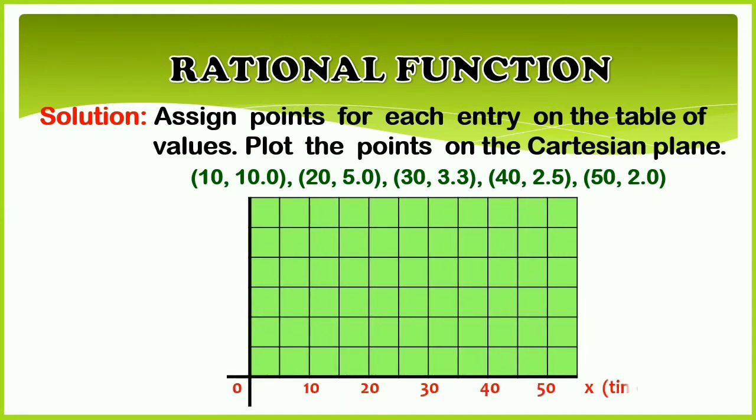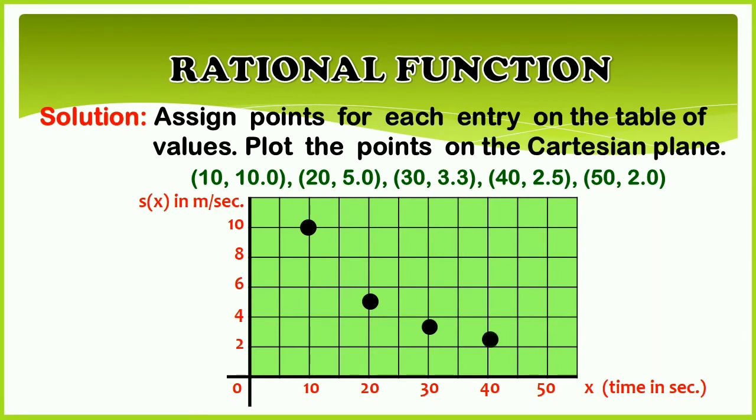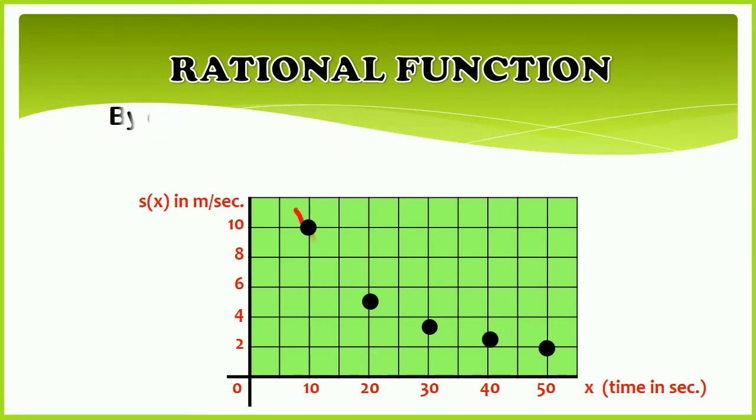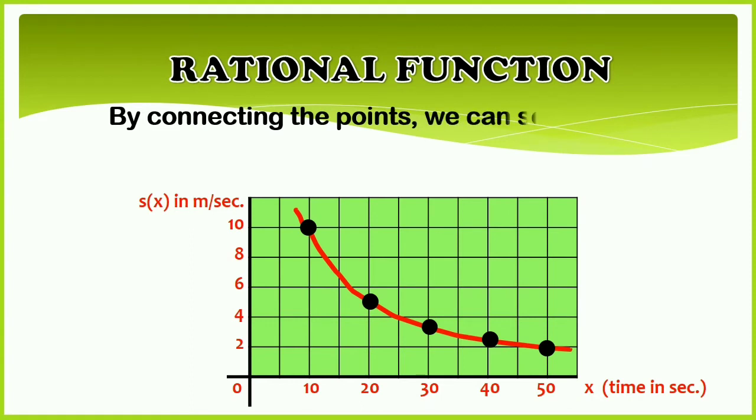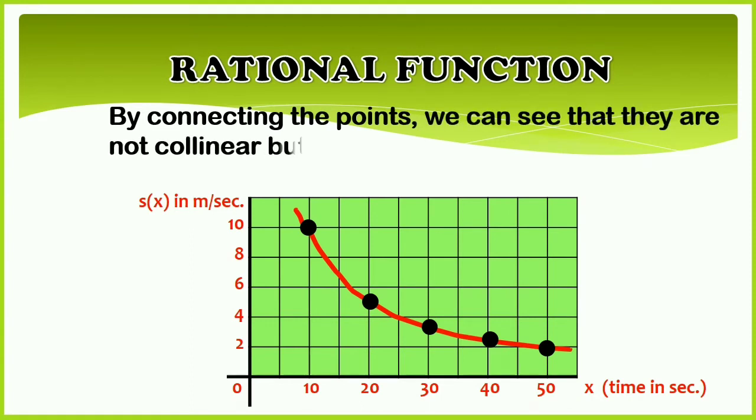Given here are the set of ordered pairs from the table of values. These are the coordinates of the points. Plot on the Cartesian plane. By connecting the points, we can see that they are not collinear, but rather follow a smooth curve.